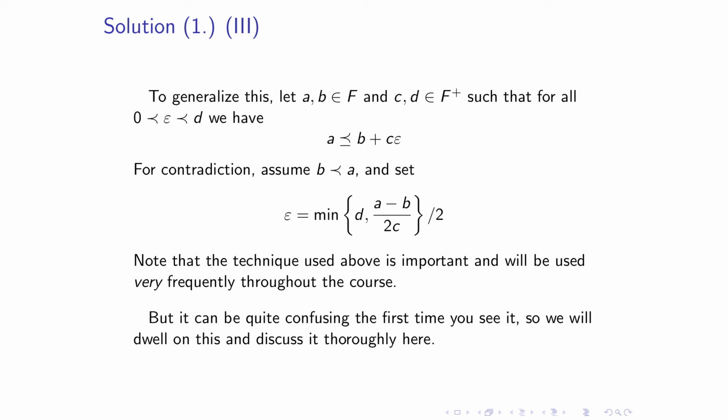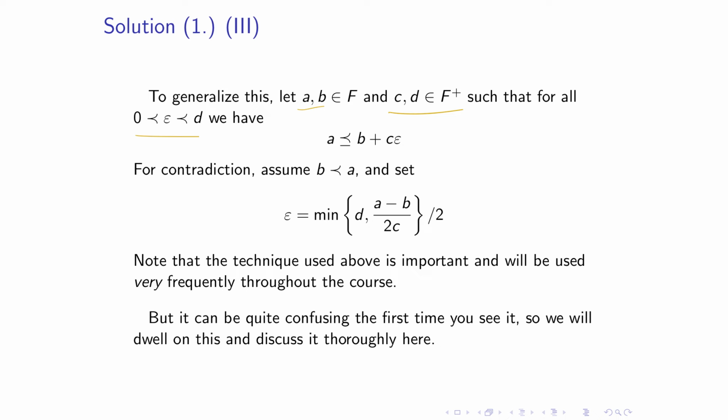And now for the hardest part, to generalize this even further, let's assume that a and b are any numbers, c and d are positive, and whenever epsilon is chosen between 0 and d, then we get this inequality. We would like to show, yet again, that a precedes b. For contradiction, assume that b precedes a, just as before. Now, this is a very important technique, and we will see a lot more of this in future videos.